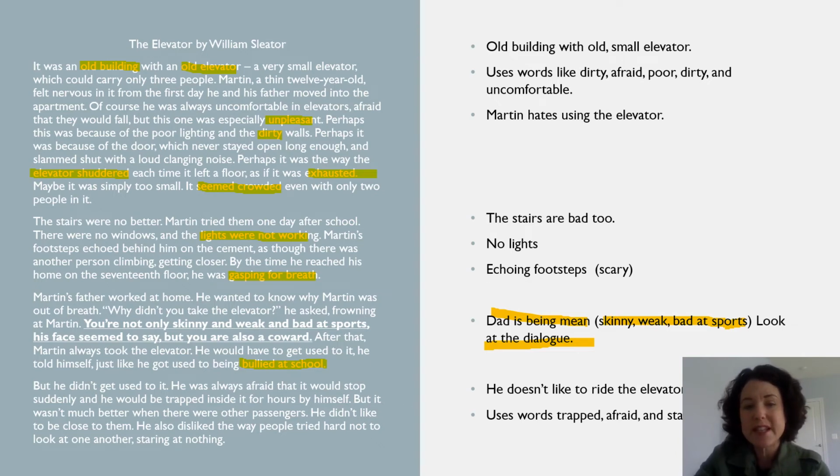When I think about the diction, the word choice, it's setting up kind of a situation where we feel bad for Martin and his situation.